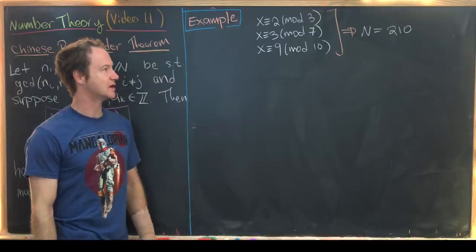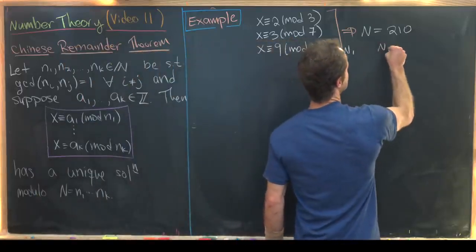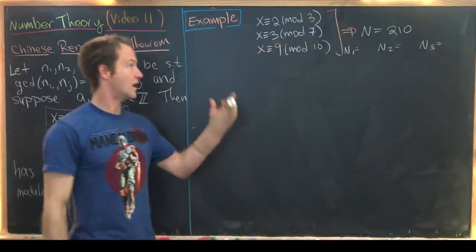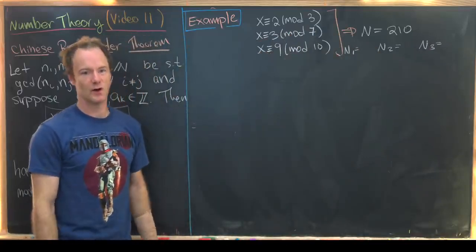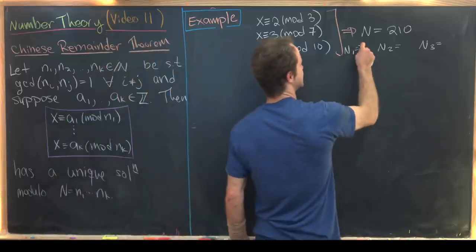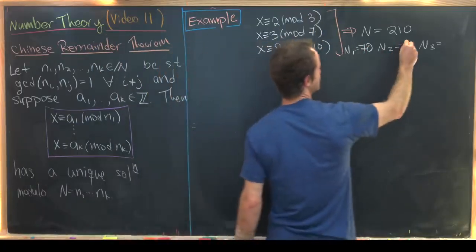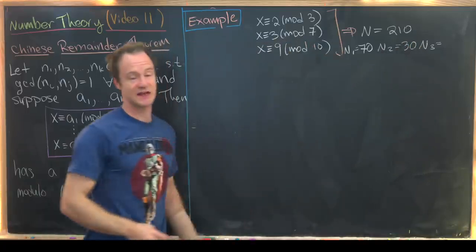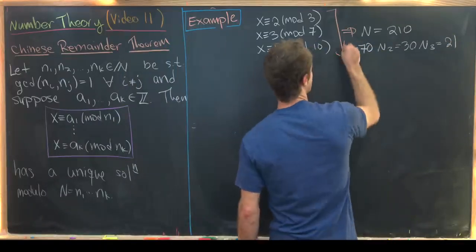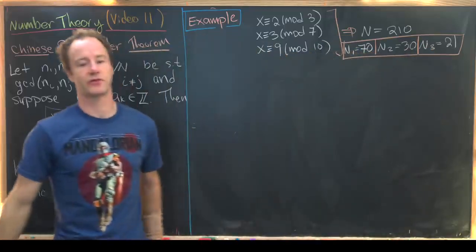Okay, so now that we've got 210 for our capital N, we should calculate our N1, our N2, and our N3. Let's recall that N1 is capital N divided by little n1, or it's just the product of N2 and N3. So N1 here is 70, again, because it's the product of these three, except for the first one. N2 will be equal to 30 for pretty much the same reason, and then N3 will be equal to 21, again, just following that pattern. Okay, so now we've got our values N1, N2, and N3.